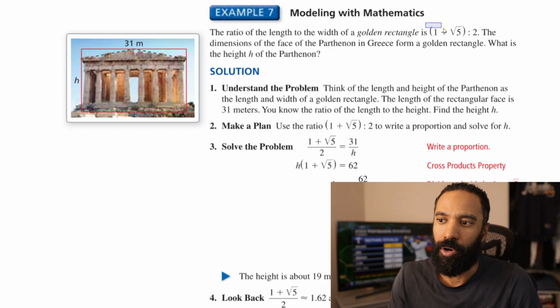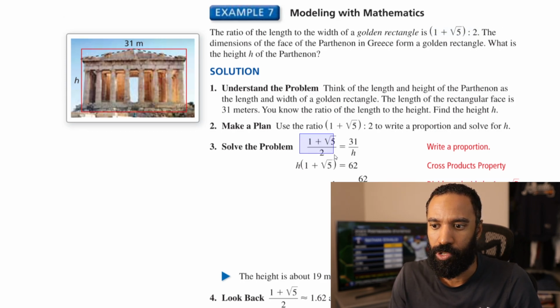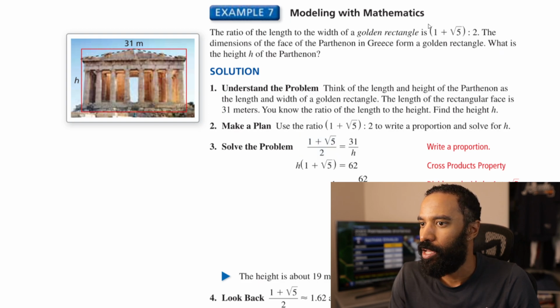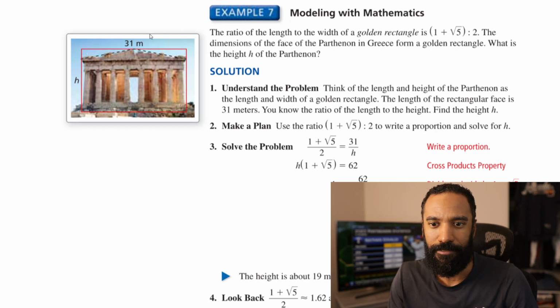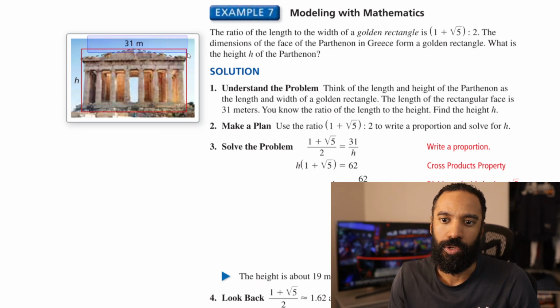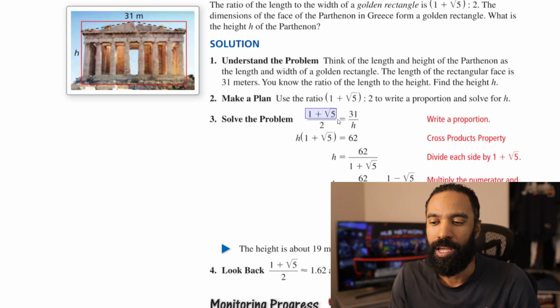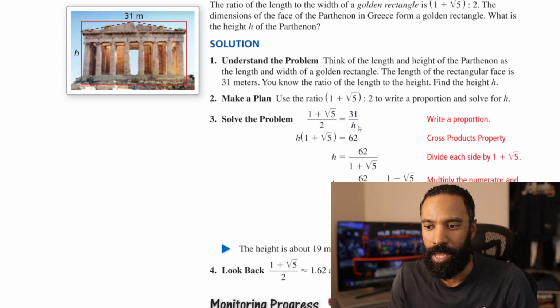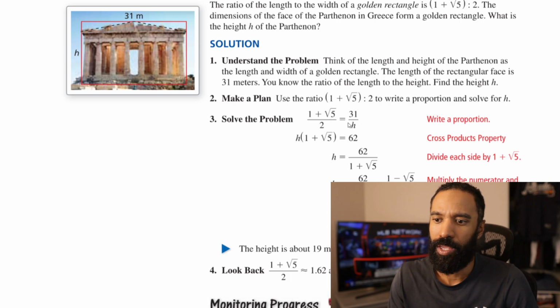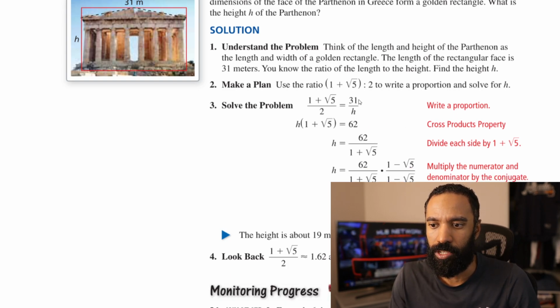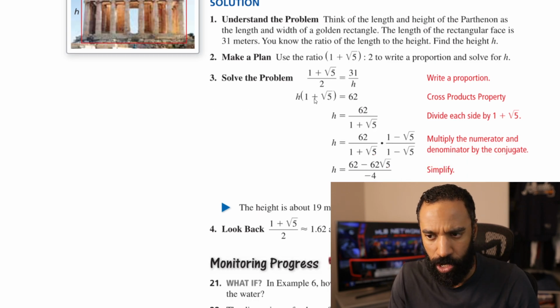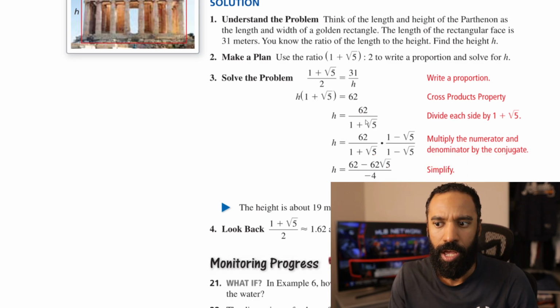So, a ratio also means division, like a fraction, so they write it this way. If the length to the width is 1 plus root 5 to 2, and they have the length as 31, that's equivalent to the 1 plus root 5. So setting up a proportion, the length to width equals length to width, or I guess they say height in this case. So we can cross multiply, which is what they do here, h times this guy, and 2 times 31. Then you solve for h, multiply both sides by 1 plus root 5.